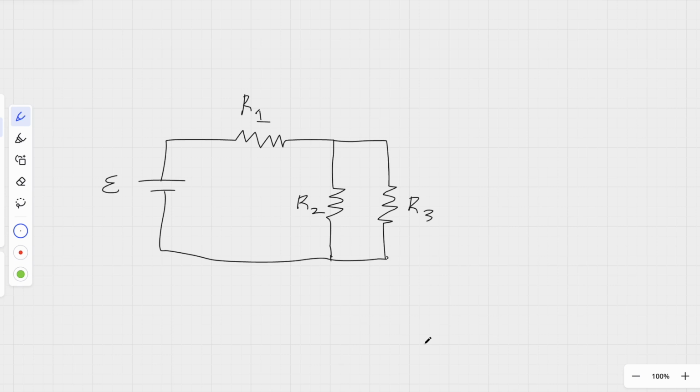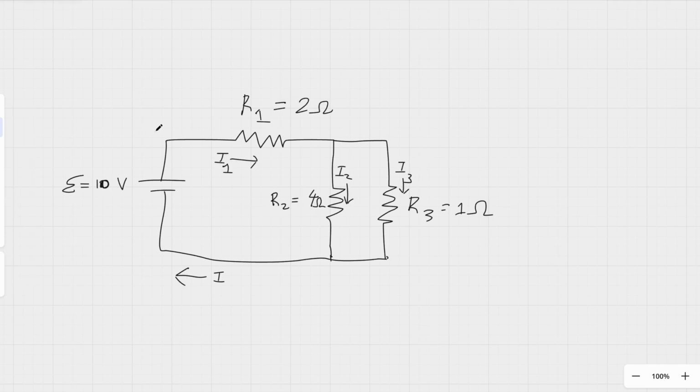First of all, we have to talk about the two Kirchhoff rules, the Kirchhoff loop rule and the Kirchhoff junction rule. The Kirchhoff loop rule states that the sum of voltages across any closed circuit is equal to 0. And the Kirchhoff junction rule states that the sum of currents at any junction will equal 0.